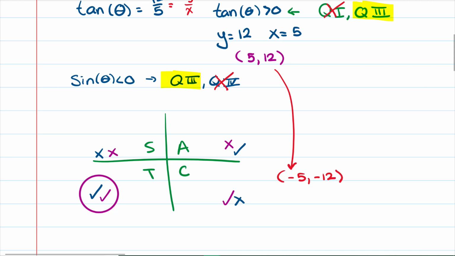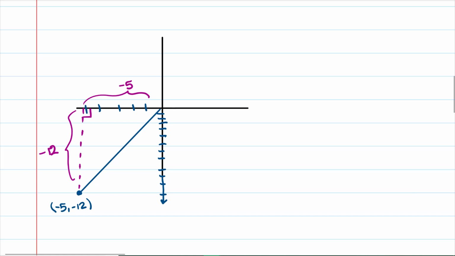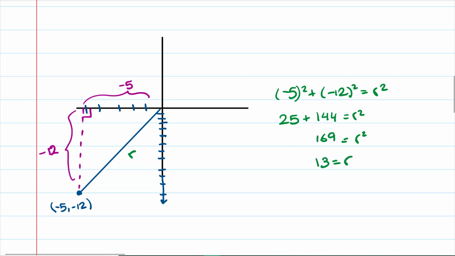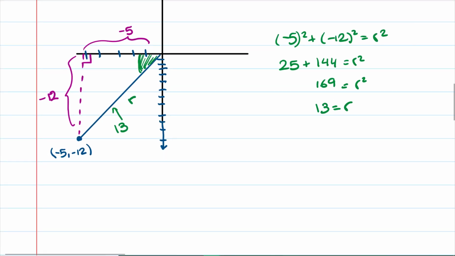Now this is very similar to a previous example, so we're just going to graph it. I have my grid, and I plot the point negative 5, negative 12. And so now I have the dimensions of the triangle all drawn out. All I need is r, because again, I'm trying to find those 6 trig functions. So I go negative 5 squared plus negative 12 squared is equal to r squared. So I get r is 13. Again, here is the angle that I'm going to be working with. So now all I have to do is find all 6 trig functions.